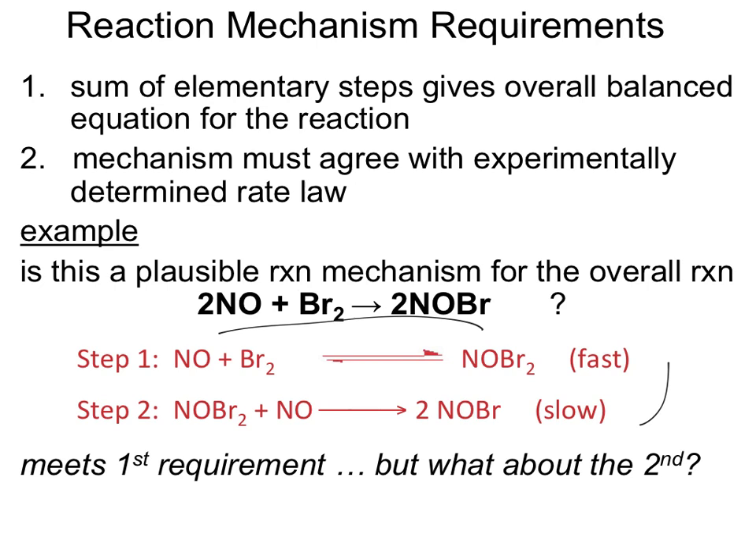The first thing we're obviously going to look at is whether or not it fulfills the first requirement, which is basically, do the individual steps sum to the overall reaction? If we look at this, NOBr2 cancels, we end up with 2 NOs, a single Br, and 2 NOBr. So that is this overall reaction. These mechanistic steps do sum to the overall reaction, so you subsequently meet the first requirement. However, the second requirement is a little bit trickier. So we're going to look at how to analyze the second requirement.